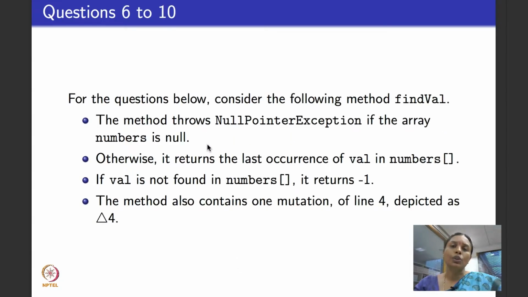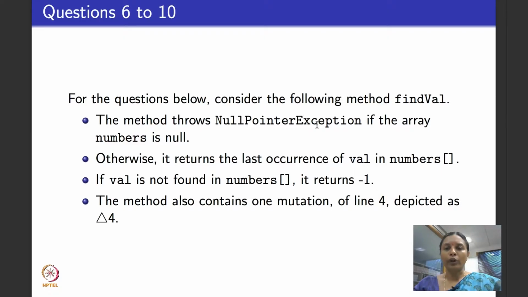For questions 6 to 10, the last 5 questions, I had given you a small method along with one mutant of the method, and I had asked you some questions about the method and its mutant. So we'll go through the method and the mutant of the method first. So the method name was called findVal. What was findVal trying to do?